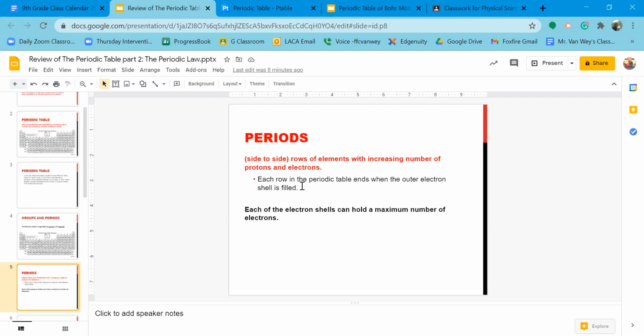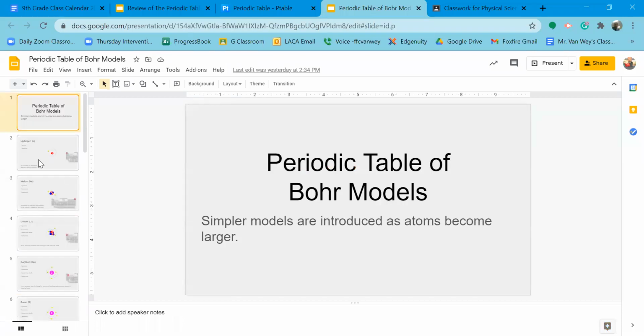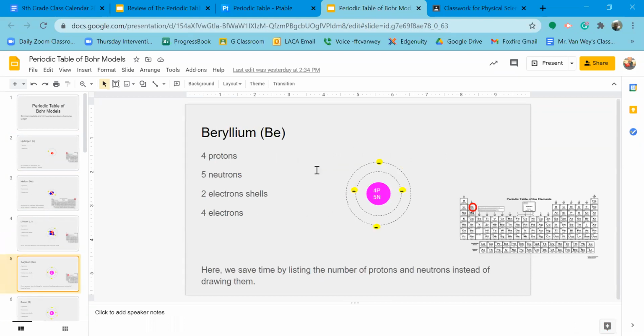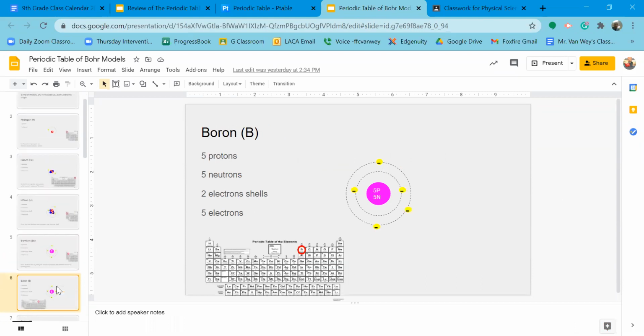Okay? Each row in the periodic table ends when the outside shell is full. I'm going to show you guys what that looks like. So we're going to skip over hydrogen and helium here. We're going to go to lithium. So here we are, the beginning of row 2, the beginning of period 2, right? And you'll notice there's one electron on this outer shell. As we add protons, we need more electrons. Now there's 2 electrons on the outer shell. Now 3, as we go to boron here. When we go to carbon, there will be 4. When we go to nitrogen, there will be 5, and then 6, and then 7, and then 8.